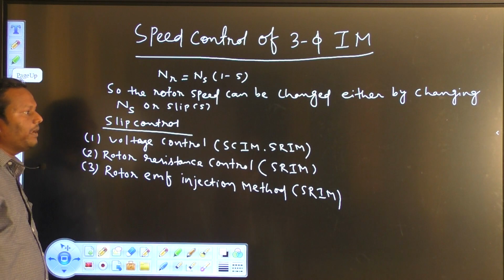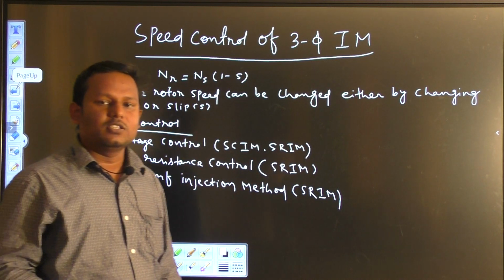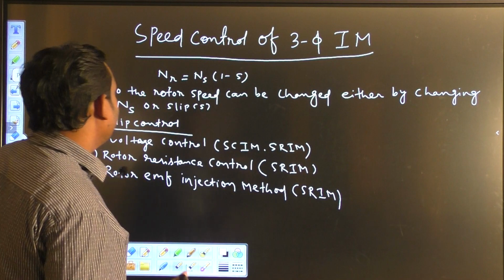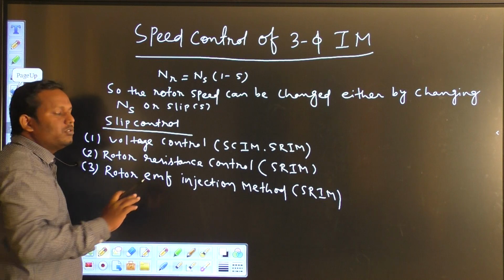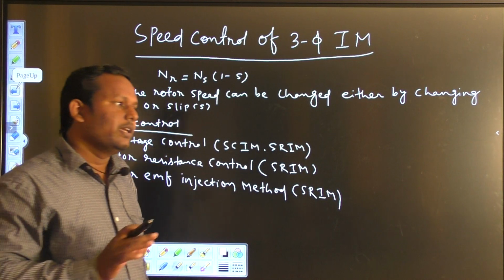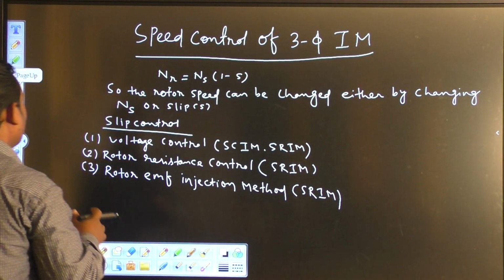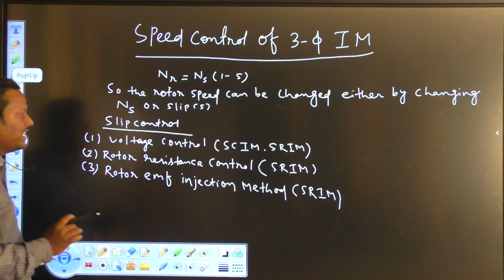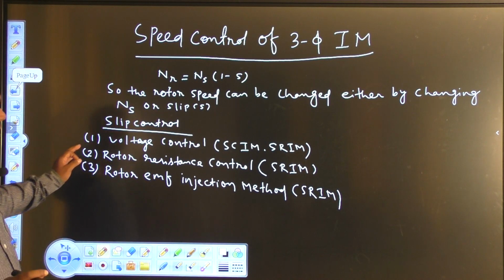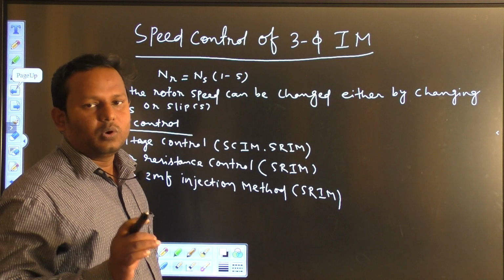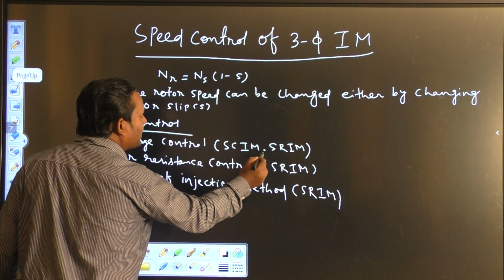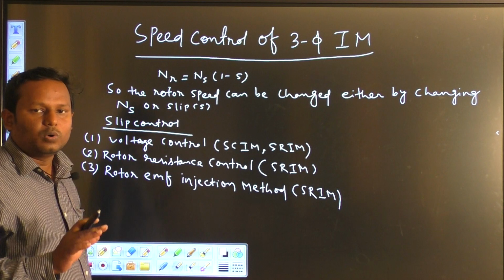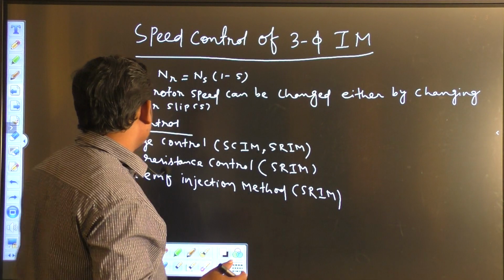Rotor speed can be changed either by changing the synchronous speed or the slip of the three-phase induction motor. If we control the slip, then it is known as the slip control method. In the slip control method, three techniques are possible. The first one is the voltage control method, which is applicable to both squirrel cage and slip ring induction motors.